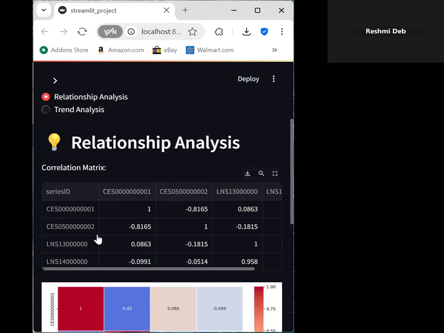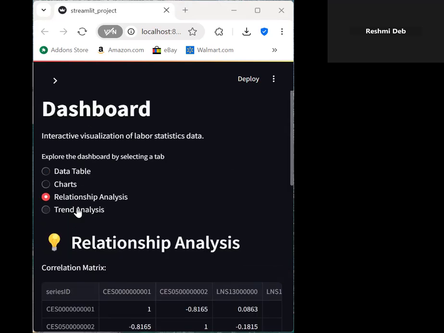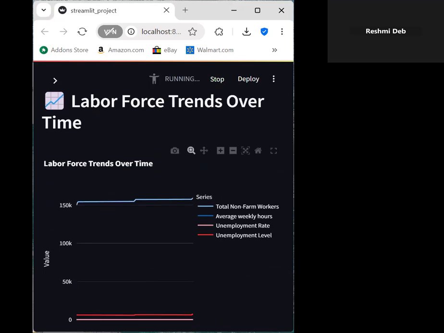So this series and these correlations are very useful for making predictions about future values. So if there is a highly correlated series, we can remove those for our prediction. Next, we have trend analysis.